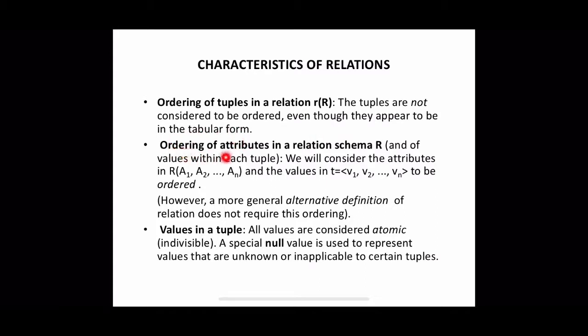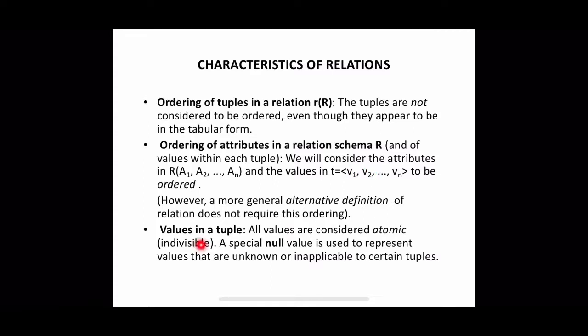And ordering of attributes in a relation schema. Within a tuple, whether the order of different attributes is important or not. Yes, definitely that is important because we are denoting a relation schema like this. So the first attribute should always be A1. For example, in the case of student, in a tuple v1, v2, etc. vn, v1 always represents the name of the corresponding student. So we cannot change the order of different attributes within a tuple.